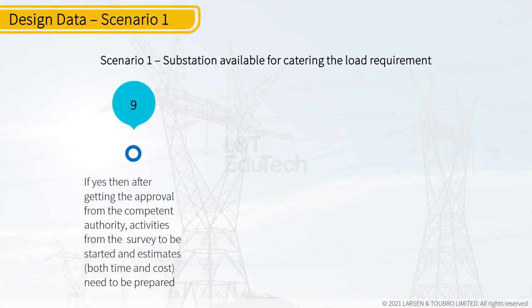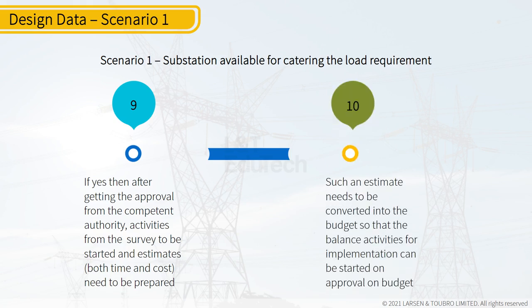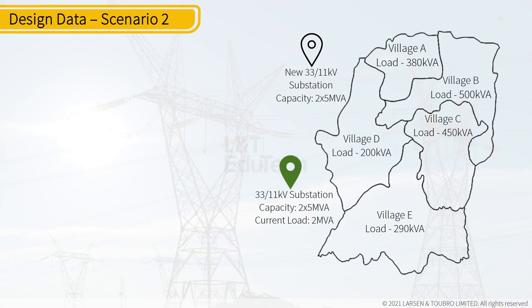If yes, then after getting the approval from the competent authority, activities from the survey are to be started and estimates of both time and cost need to be prepared. Such an estimate needs to be converted into the budget so that the balance activities for implementation can be started on approval of the budget. The load for each village in the picture now represents the total load as discussed previously.